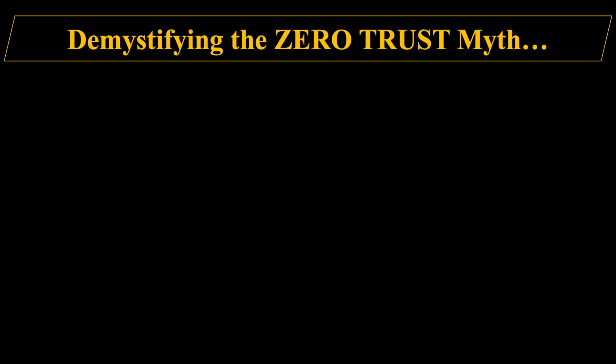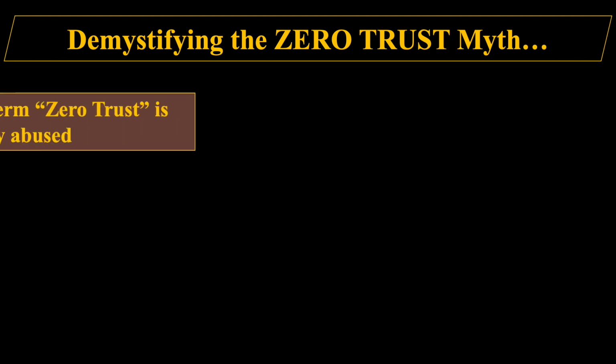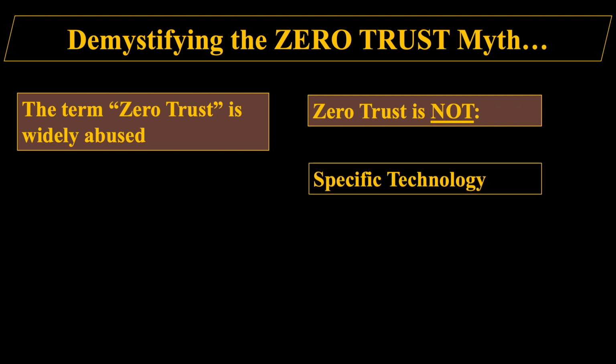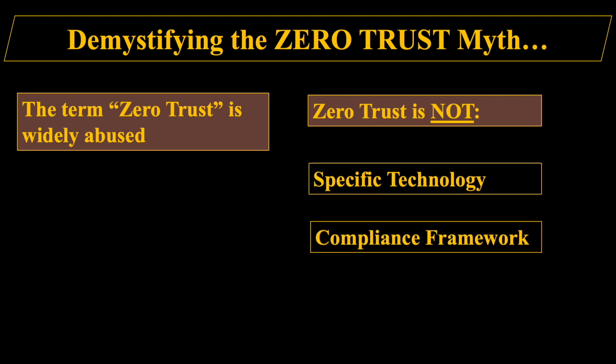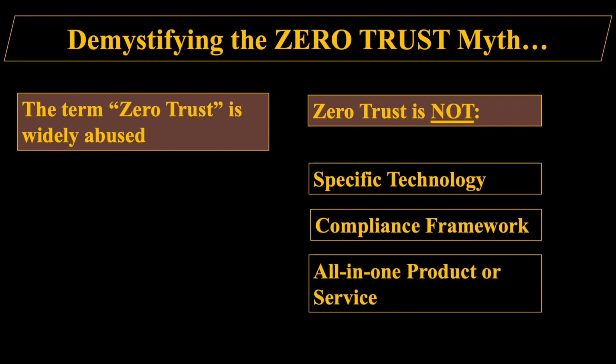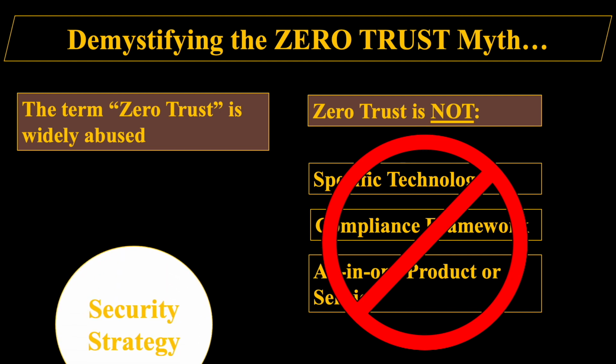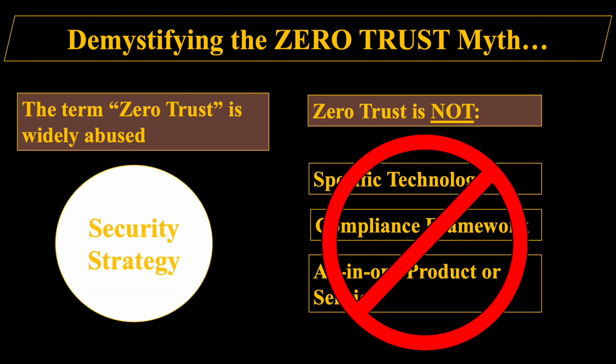But before we dive right in, let's be clear on what Zero Trust is not, because the term Zero Trust is widely abused in cybersecurity product marketing. Despite what you may be hearing from some vendors, Zero Trust is not a specific piece of technology, it's not a compliance framework, or a specific all-in-one product or service that you can just go out there and purchase. There is no silver bullet when it comes to Zero Trust. Rather, Zero Trust is a security strategy that has three core principles.